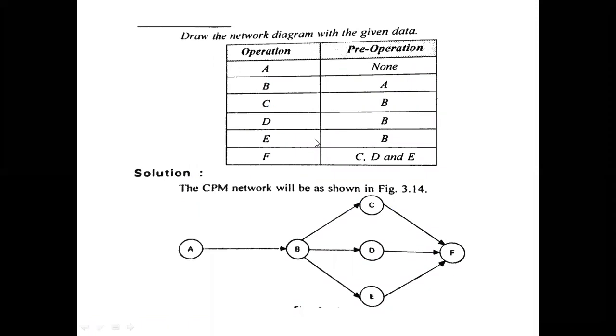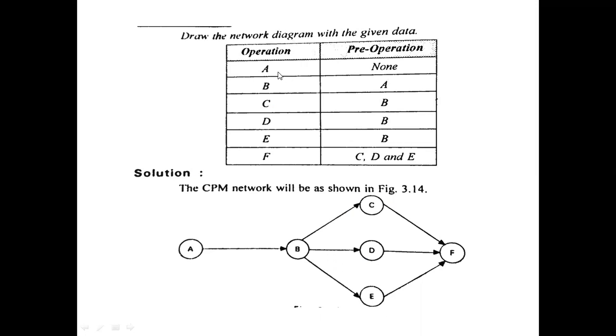So here let me tell first. First one, draw the network diagram with the given data. So what is the first question? Draw the network diagram with the given data. In this first column, you are going to have the name of the operations, and then the pre-operations. So based upon this given data, we have to draw the network diagram.